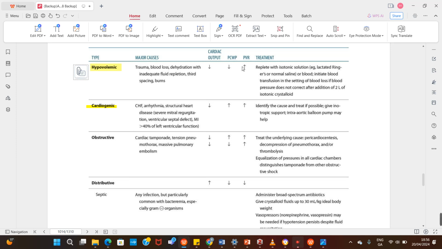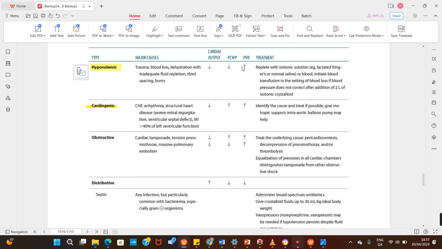Don't forget, the presentation of cardiac tamponade is very similar to cardiogenic shock, and you just have to remember Beck's triad to quickly knock out your cardiac tamponade: your muffled heart sounds, your JVP, and your hypotension. You quickly identify it, and you do a pericardiocentesis to treat the cardiac tamponade.